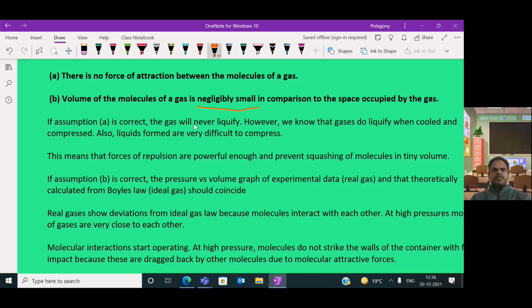If the first assumption is correct, that really there is no force of attraction between the molecules of a gas, simply, the gas would never liquefy. However, we know that gases do liquefy when we cool and compress them. Once the liquid is formed, it is very difficult to compress. This means that the forces of repulsion are powerful enough to prevent the squashing of the molecules into a tiny volume.